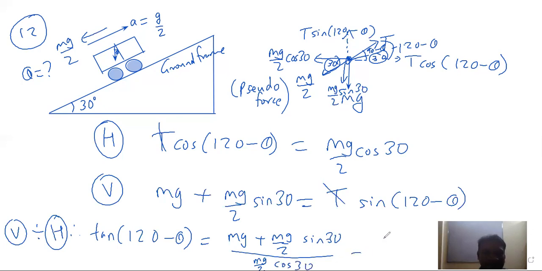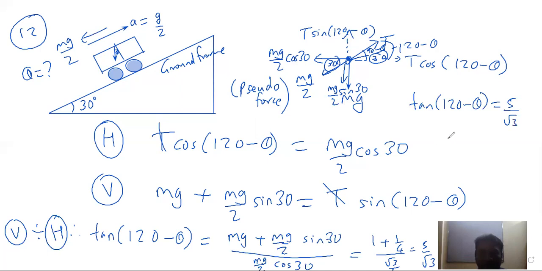So on dividing, we'll get 1 plus 1 by 2 into 1 by 2, 1 by 4 upon cos 30, sine 60, root 3 by 4. So root 3 by 4 in denominator. So 4 and 4 cancel, we'll get 5 by root 3. So tan of 120 minus theta comes out to be 5 by root 3.